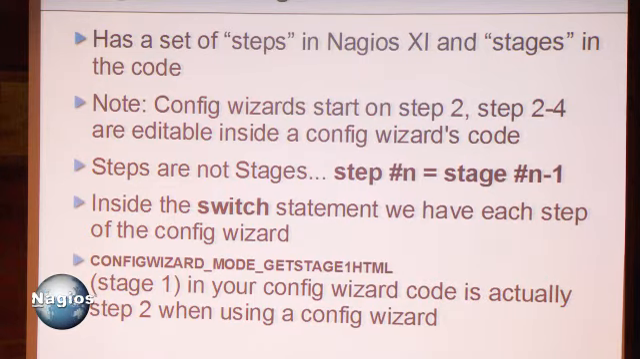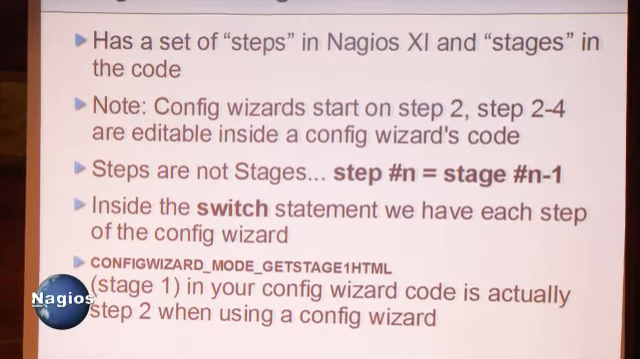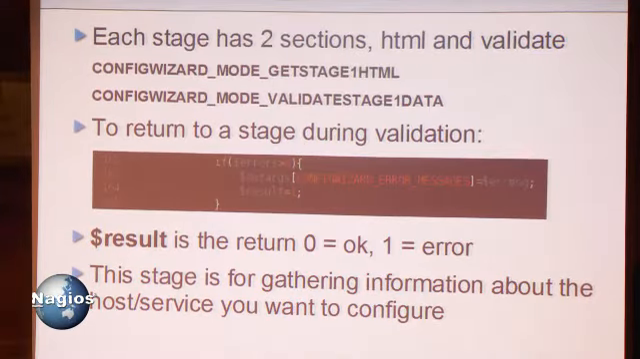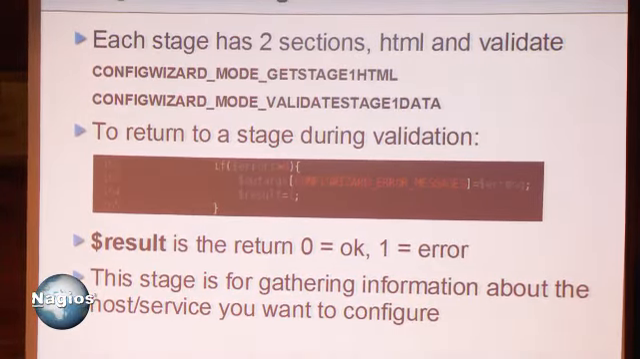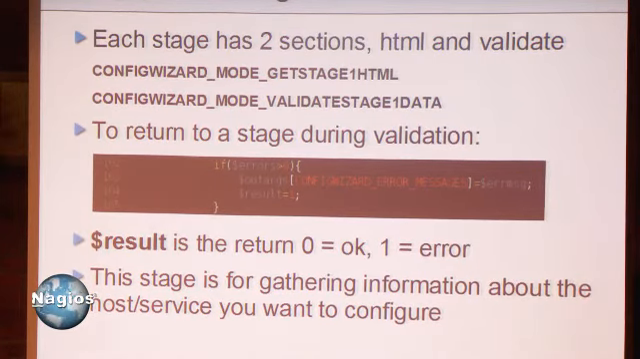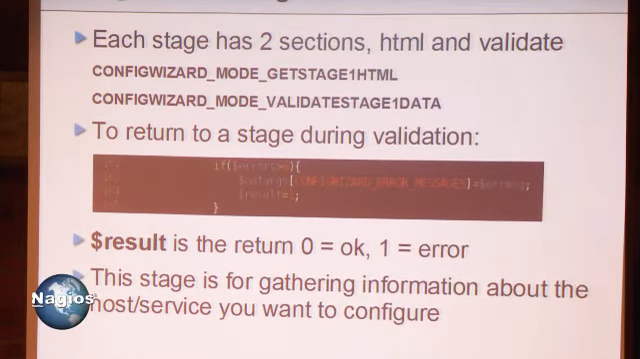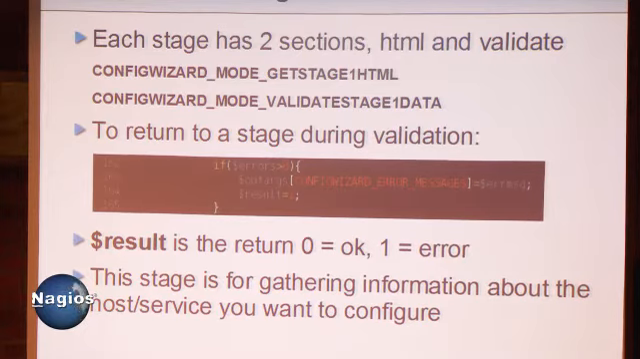slide if you're going to be doing it on your own and you want to actually grab this presentation, look at it, and you could go through it and say, okay, step 2 is actually stage 1. So for stage 1, each stage has 2 sections, HTML and a validate. So you get the HTML and then you validate that stage before you pass it to the next stage.